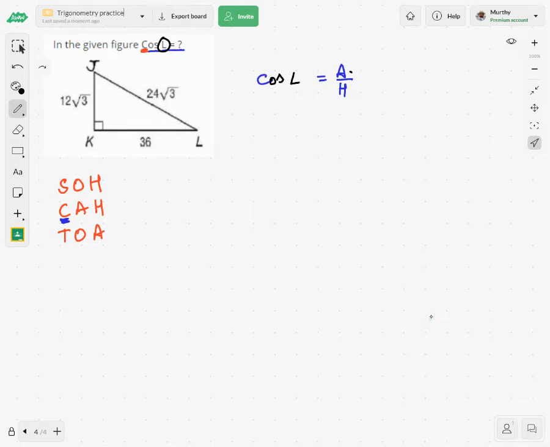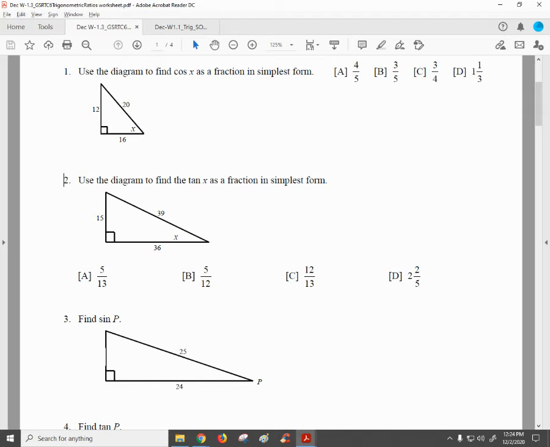So A stands for the adjacent side to L. Suppose you are lazy to write, what happens? I'm going to show. In case you write adjacent over hypotenuse, I'm not saying that it's wrong. It is also correct.